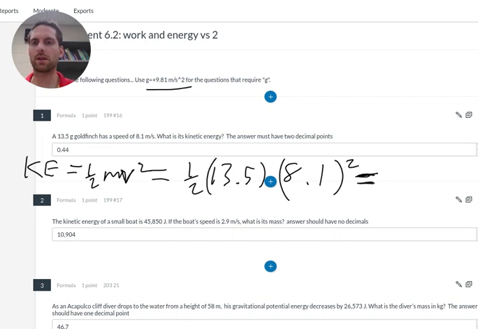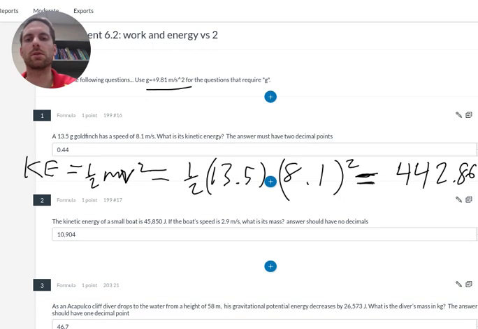I made a mistake here. That's in grams. This has to be in kilograms for this to work. The reason I noticed that is I saw that my answer was off. I had 2.86. So it happens to me too. I need to change this 13.5.